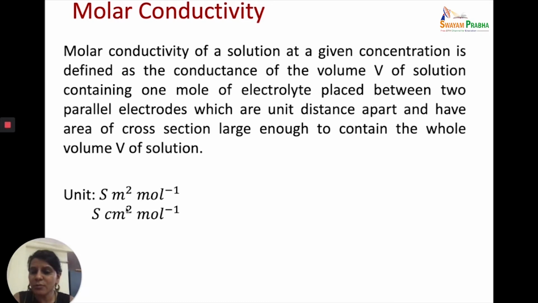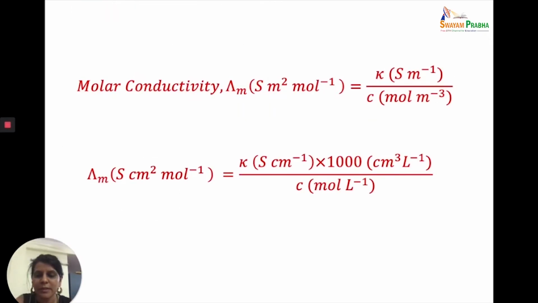Now the unit of molar conductivity or molar conductance is Siemens meter square mole inverse. So this is the SI unit. But the units that we normally use for our calculations and experiments are Siemens centimeter square mole inverse. Let's see how we get there. If we were to express kappa, which is conductivity, in the SI units of Siemens meter inverse and concentration in the SI units of moles per meter cube, then we would get the SI units of molar conductivity as Siemens meter square mole inverse.